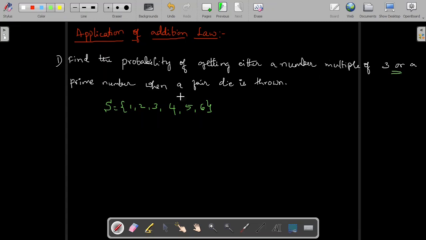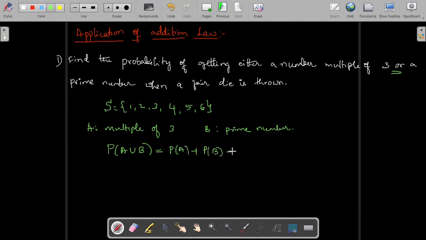You have to define two events now. First, event A is a number that is a multiple of 3. Event B is a prime number. So you have to find P of A union B, multiple of 3 or prime number, which, as per the addition law, is equal to P of A plus P of B minus P of A intersection B.